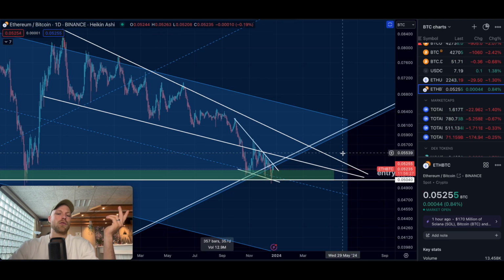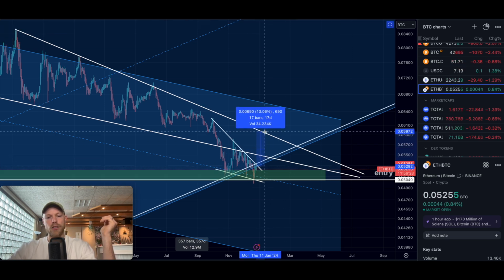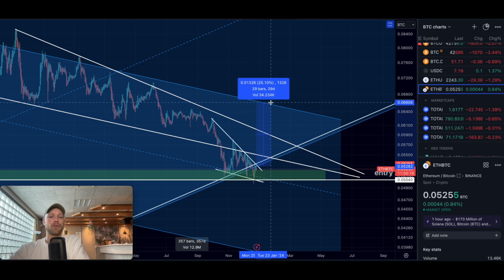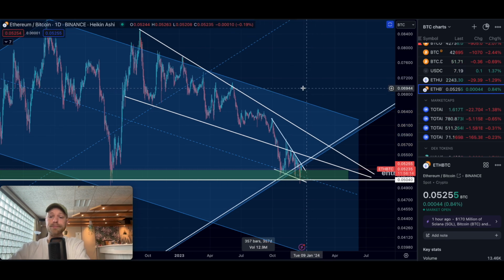It just looks like a beautiful setup, honestly, to me, where we can definitely maybe go even to the resistance, make a 10 to 30% profit, maybe even go to the top of this range with a 25% profit. Also, the sentiment right now on Ethereum is very negative, so definitely something I'm checking out right here.